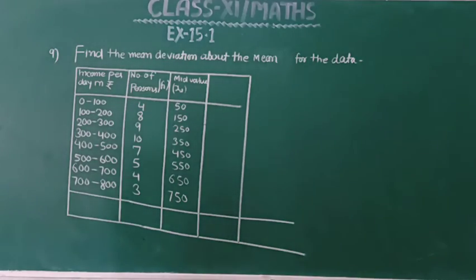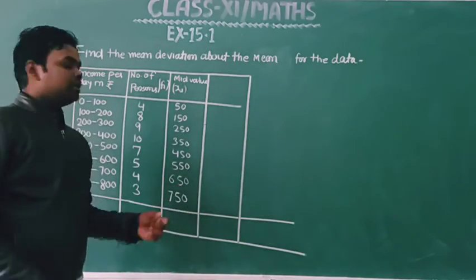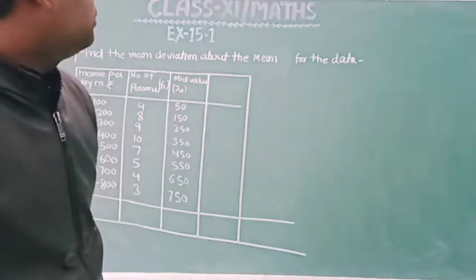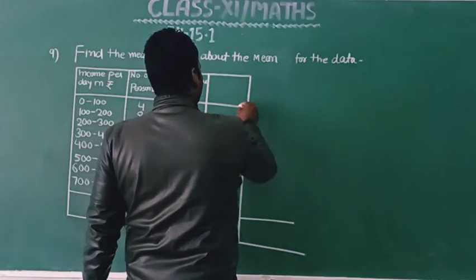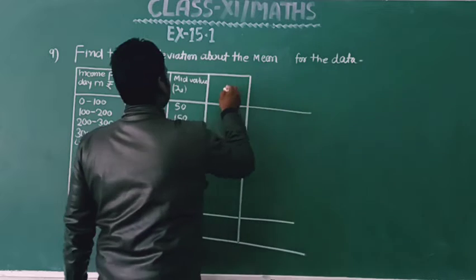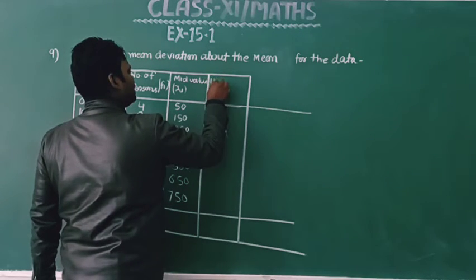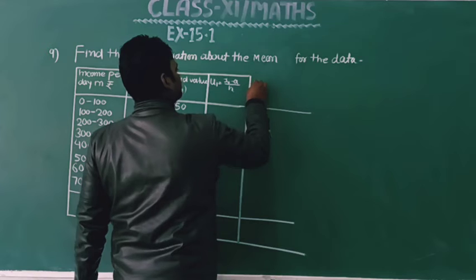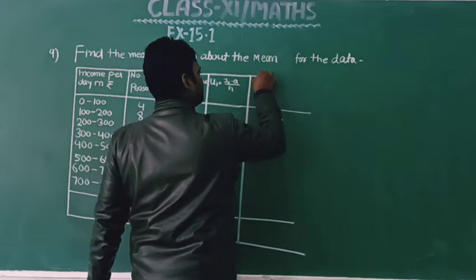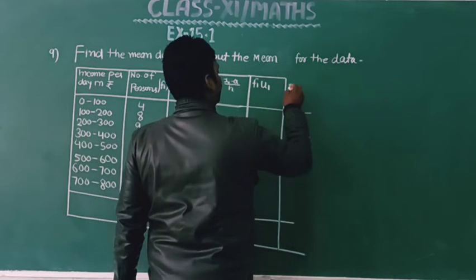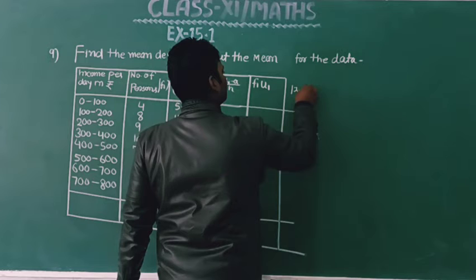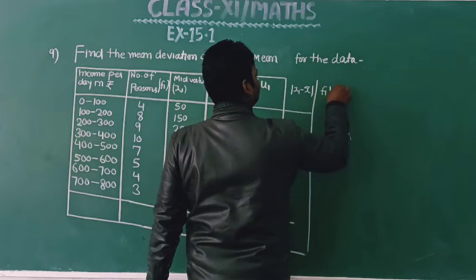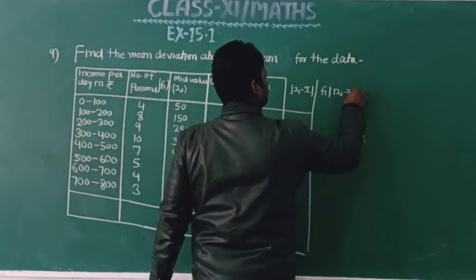Next, we find the assumed mean. First complete the table. ui equals xi minus a upon h, and next fi ui, and next xi minus x bar, and next fi times mod xi minus x bar.